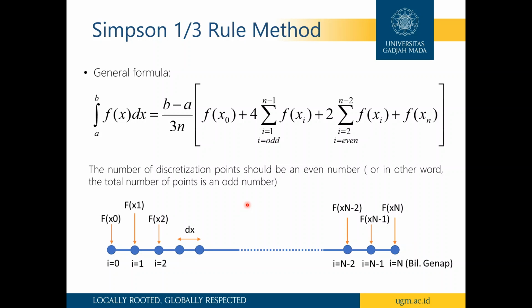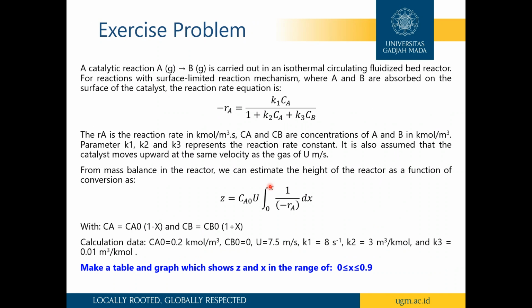I'm just going to demonstrate how to use the Simpson formula to solve an integration problem that we face in chemical engineering. In this exercise, we will solve a reactor design for heterogeneous reactions. Here we have a catalytic reaction which reacts A becomes B in gas phase. It is carried out in a circulating fluidized bed reactor.